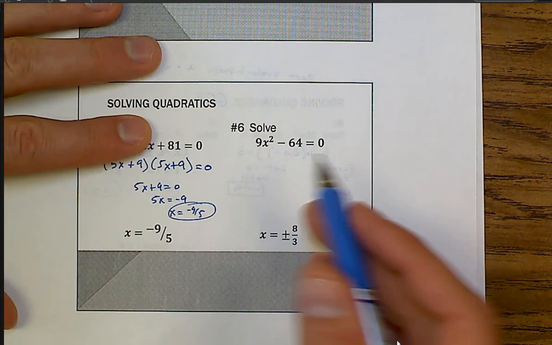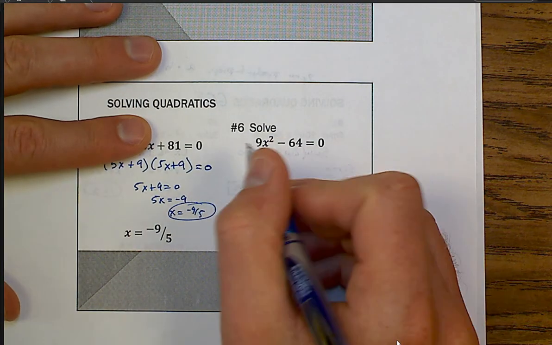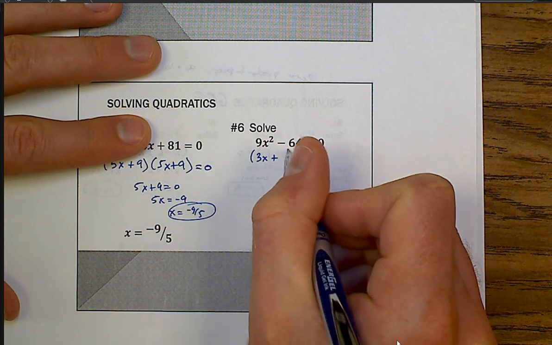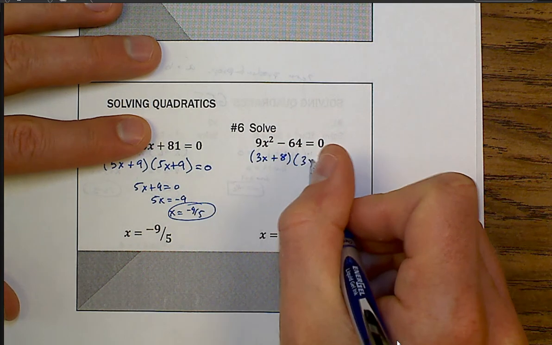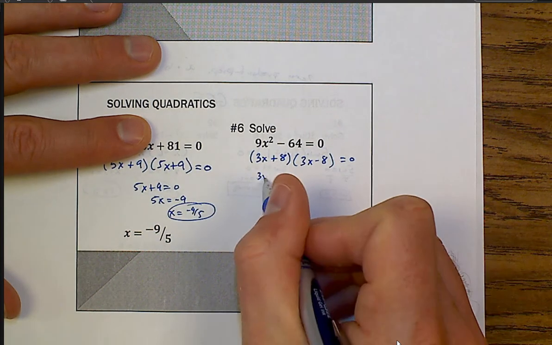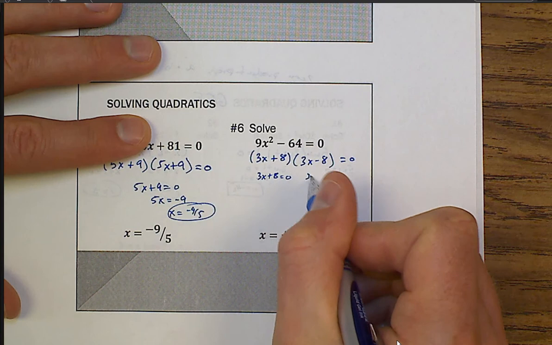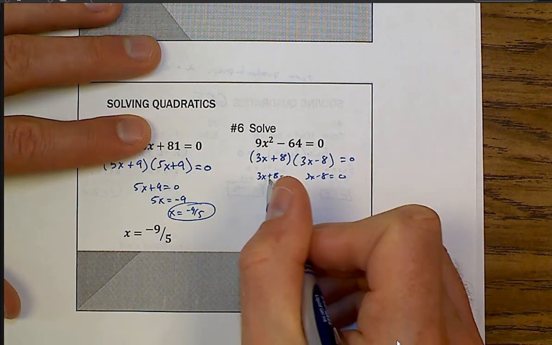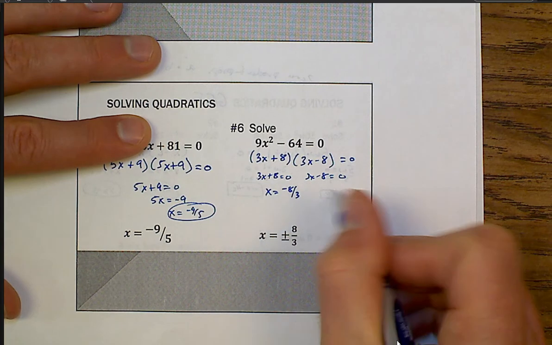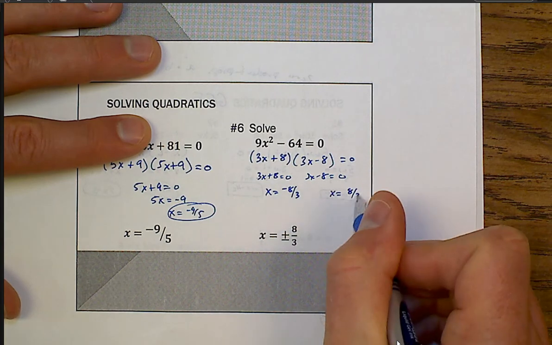So I recognize this, and I know that this is a difference of squares, which factors into 3x plus 8 and 3x minus 8, right? And if I set that equal to 0, I'd get 3x plus 8 equals 0 and 3x minus 8 equals 0. I'd subtract 8 and get x equals negative 8/3. And over here I'd add 8 and get x equals 8/3 because I divide by 3.